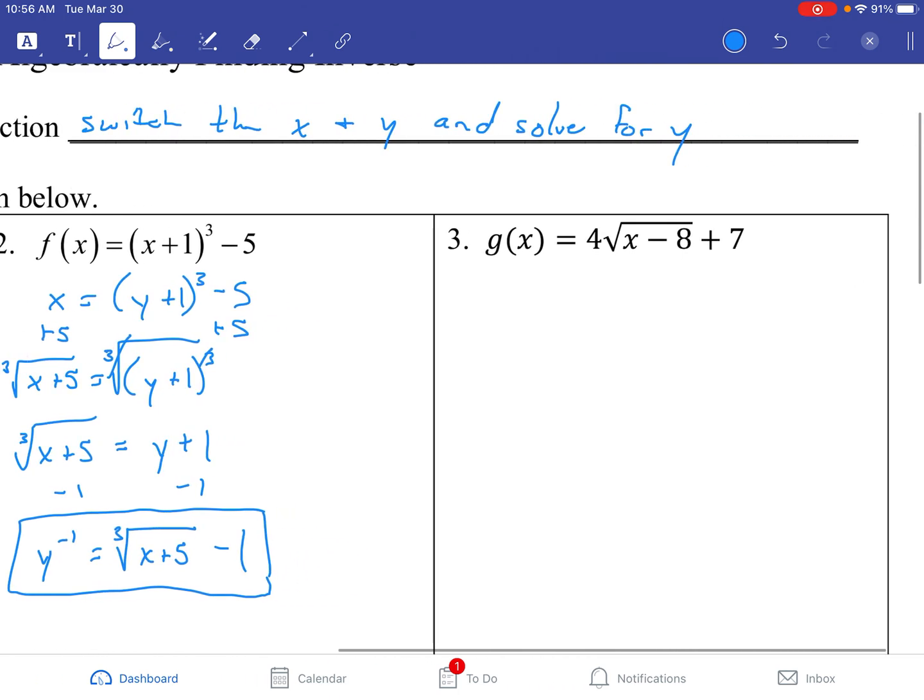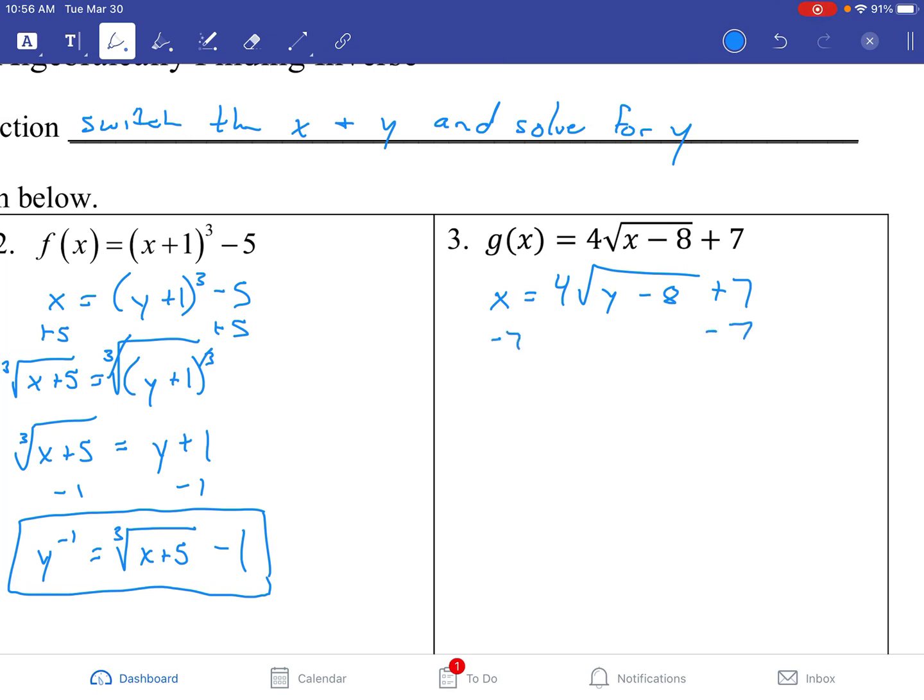Next, so we have g of x equals 4 times the square root of x minus 8 plus 7. So we're going to replace that g of x with an x, and replace the x on the other side with a y. Okay, now for these problems, if you think of order of operations, you're almost doing the reverse of order of operations, okay? Because the first thing that has to move in this particular problem is not the 4 in front of the square root sign, but the 7. So we're going to subtract 7 on both sides. So we have x minus 7 is equal to 4 times the square root of y minus 8.